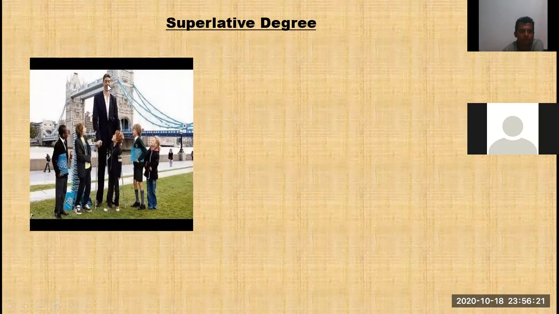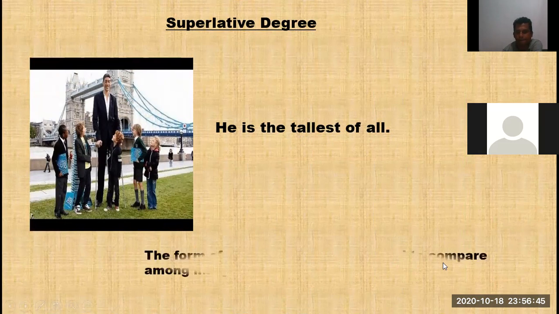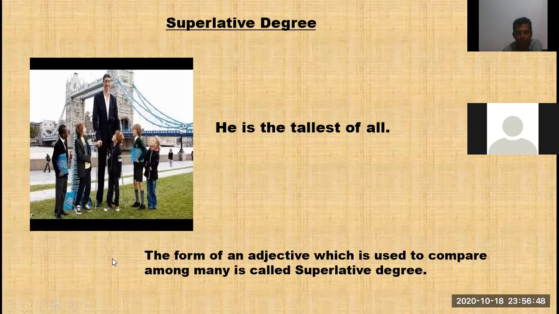Now come to the next slide. Superlative degree. Look at the picture. Here, this is an interesting picture. You see, the man is the tallest among all of them. He is the tallest of all. Here, tallest is in superlative degree. It comes from tall. The form of an adjective which is used to compare among many is called superlative degree.